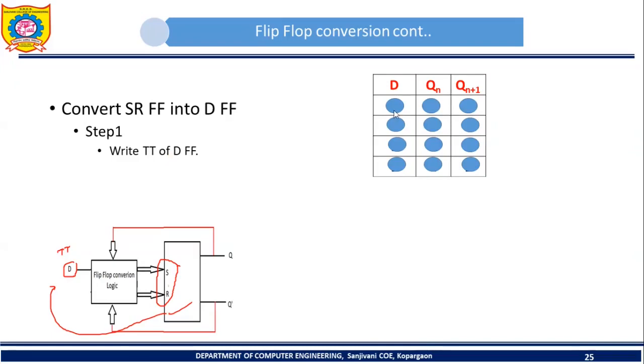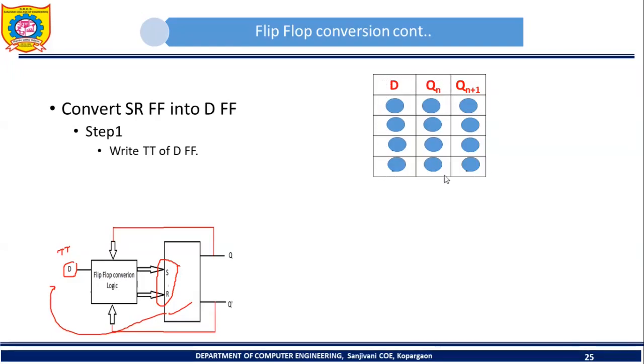The truth table of D flip-flop will have these three columns: first D, second Qn, and third Qn plus 1. Which will be the inputs in this truth table? D and Qn. What is Qn? The present state of D flip-flop. So D and Qn will act as inputs. And what will be the output? The output will be Qn plus 1, which means the next state of D flip-flop. Right. So first of all we will try to write this truth table.